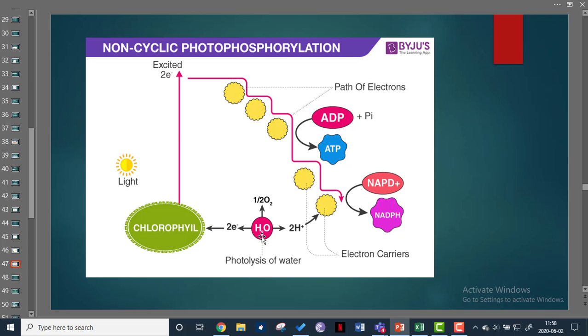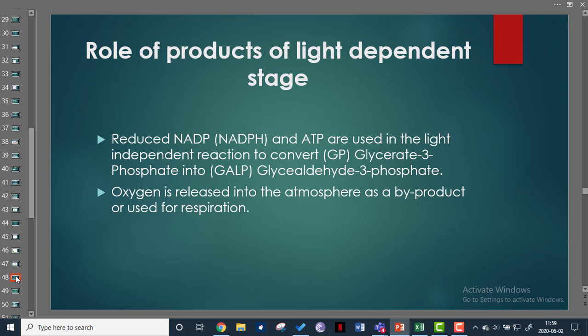Now, these water molecules, remember, are split through the process of photolysis to release hydrogen ions that pick electrons from photosystem 2, and the oxygen is released to the atmosphere for the process of respiration. The electrons released from the photolysis of water molecules are used to replace those that were lost by the chlorophyll molecules. And that is what we call non-cyclic photophosphorylation.